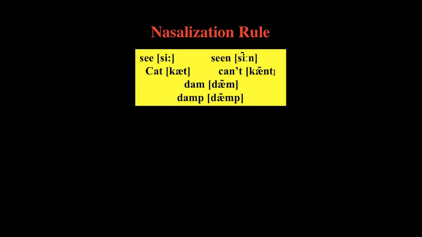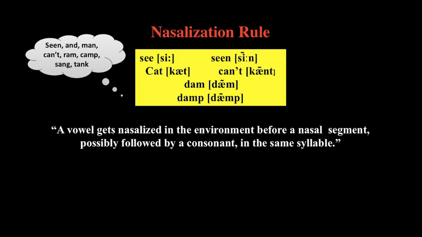So there is a rule, there is a specific environment in which vowels become nasalized. So we say, as a phonological rule statement, a vowel gets nasalized in the environment before a nasal segment, possibly followed by a consonant in the same syllable. And that's exactly the case with many words. Take the example of seen, man, can't, ram, comb, song, tongue.